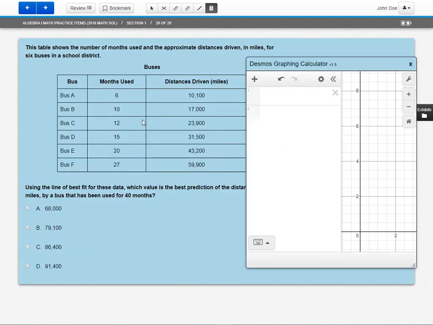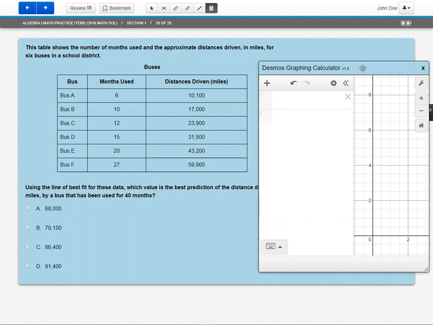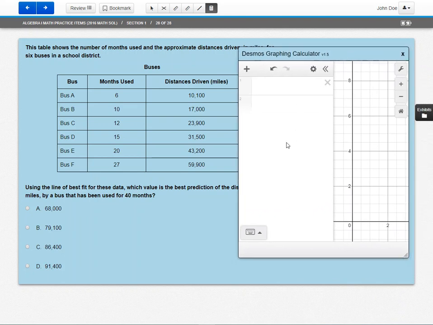All right, here's something else we can do. This one says, using the line of best fit for this data, which value is the best prediction of the distance driven in miles by a bus that has been used for 40 months? All right, so remember, to do this, we gotta make a table, and we type in our data, right?